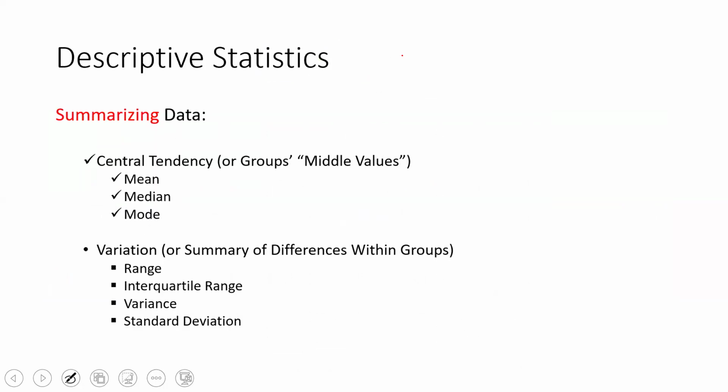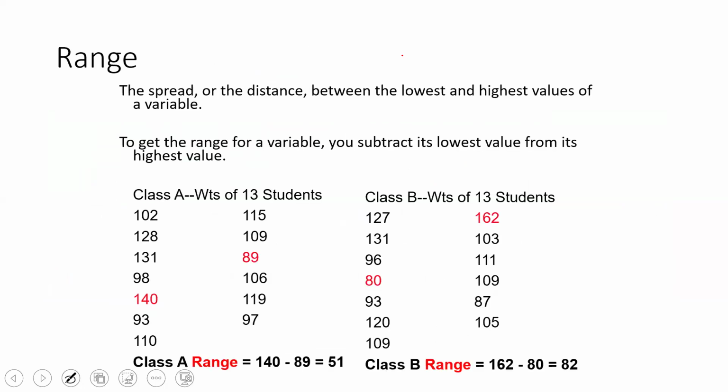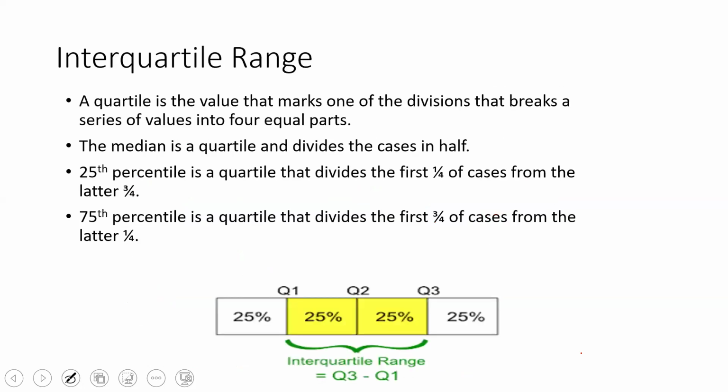So having discussed central tendency, let's look at variation. A range is the difference between the highest number and the lowest number. So in class A here, the highest score is 140, the lowest score is 89. Our range is 51, 140 minus 89. Likewise, in class B, our highest score is 162, lowest score is 80. Our range is 82, 162 minus 80. It's as simple as that.